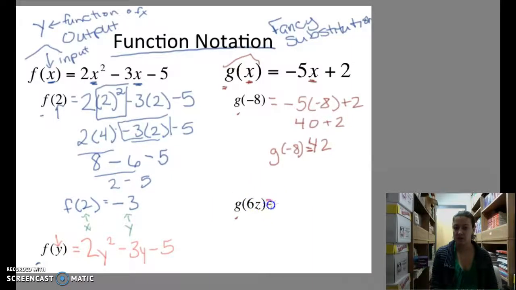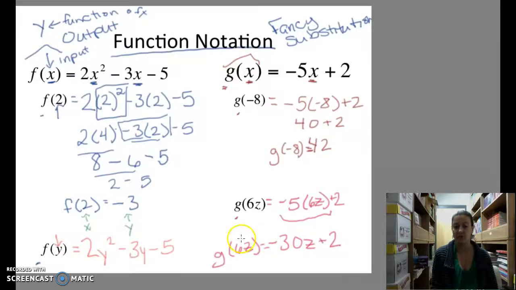This one looks hard, but it's really not. Again, instead of writing an x, we're going to write this new input. But the new input just has more pieces to it. -5 times 6z is -30z plus 2. Those aren't like terms, so we can't combine them. So g at 6z equals -30z plus 2. And that's your whole answer. Right? You just evaluate it as much as you can.